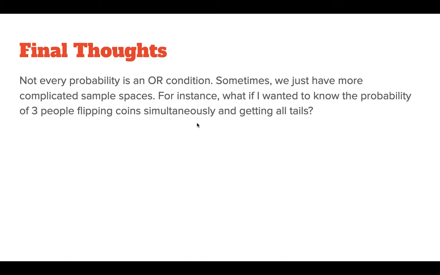So the final thought that I wanted to put on to this kind of unit as we're starting to progress a little deeper is not every problem I give you is going to have an OR condition. A lot of times we're looking for just one specific outcome. And sometimes that outcome involves a more complicated sample space. So we've been rolling 2 dice and looking at their sums. But what if I wanted to know the probability of 3 people flipping coins simultaneously and getting all tails? Well, now my table may not be as nice to use as it was in the previous problem.